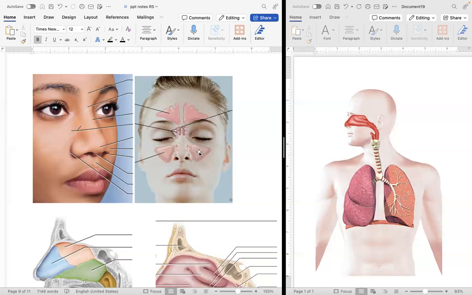Sinuses are located, as we can see, on our face, and due to their location, they are often infected, which can impair daily function and well-being due to sinusitis, which usually involves congestion, facial pain, or headaches.